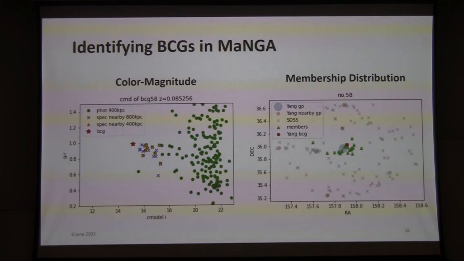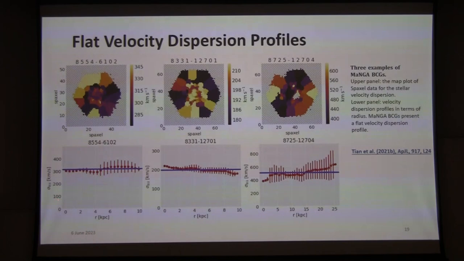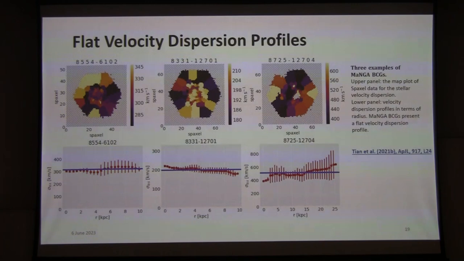They are at the center, surrounded by their membership, and they are the brightest galaxy. So here is the velocity dispersion profile. The original is the two-dimensional velocity dispersion profile, but if we consider each circle, then we can plot the one-dimensional velocity dispersion profile. Surprisingly, we find a nearly flat profile.